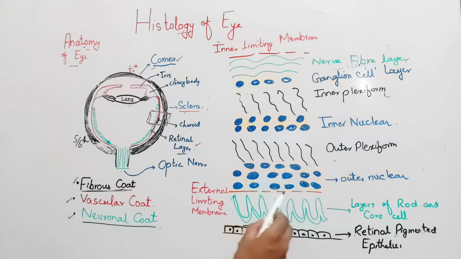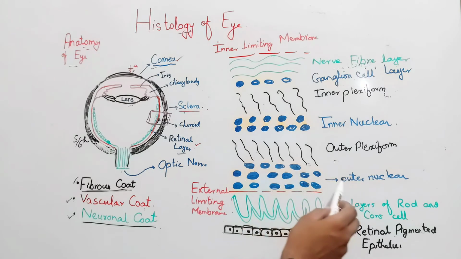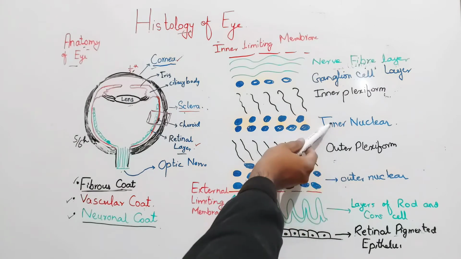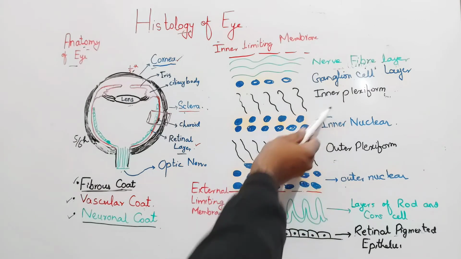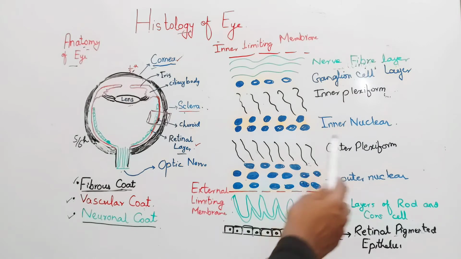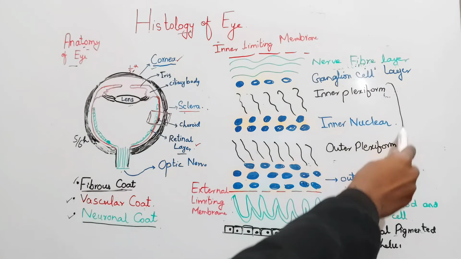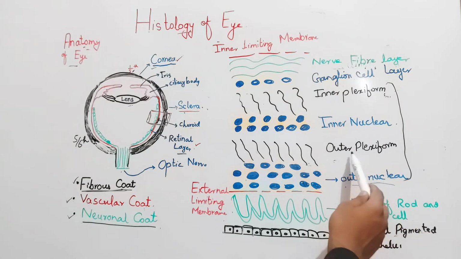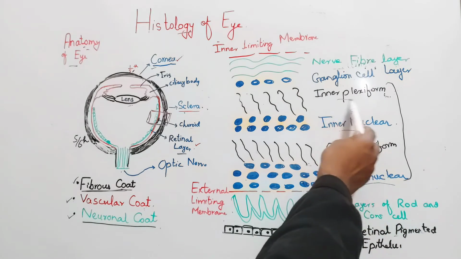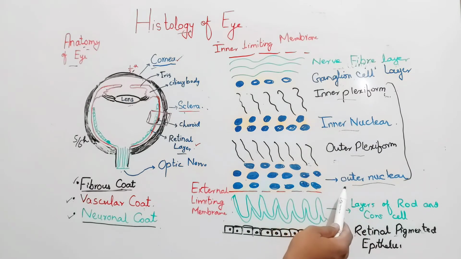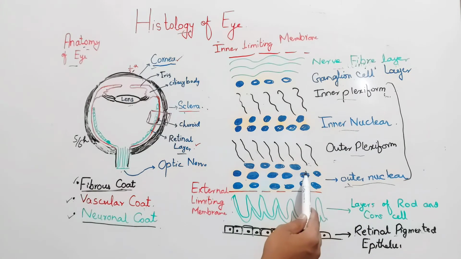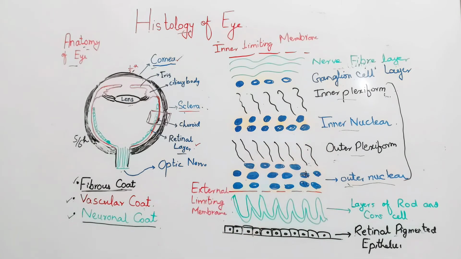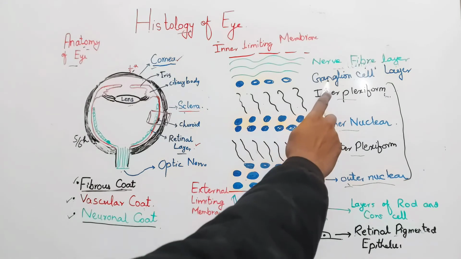Then the external limiting membrane. Then the outer nuclear and inner nuclear, and the outer plexiform and inner plexiform. These four are more important from the series point of view: the outer nuclear layer, outer plexiform, inner nuclear layer, and inner plexiform. Another layer is the ganglion cell layer.